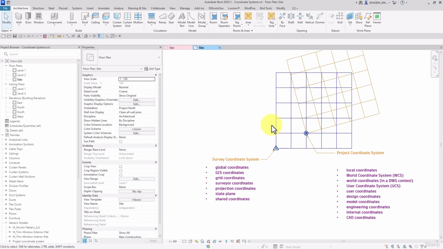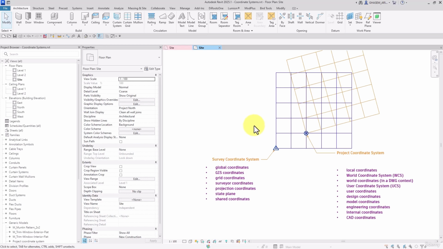And you should note that the survey coordinate system considers the curvature of the Earth, as the Earth is spherical. And as mentioned before, we usually set or adjust the survey coordinate point at the corner of the property line or at the corner of the selected or desired region. And this shows the global location or the global coordinates of the region in a digital way.